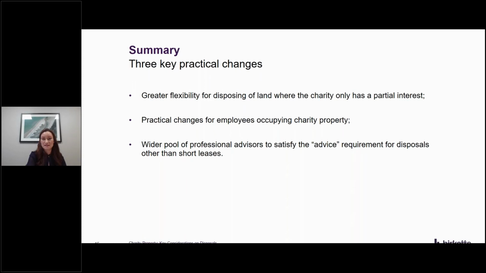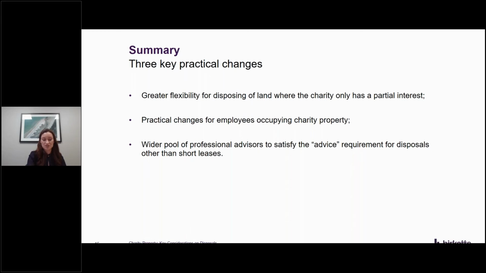The employee loosening of restriction for connected parties should help charities who are granting short-term residential tenancies to employees to use as their home. And the professional advisor restriction for qualified surveyors' advice is now a wider pool of designated advisors, and you no longer need to advertise that disposal unless recommended by your advisor to do so. So hopefully all of those will make things a little bit easier for the charities.